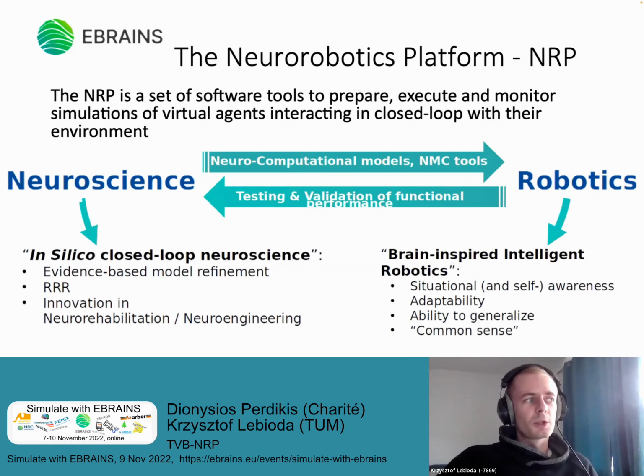And then neurocomputational models can be refined and improved based on the inputs from the virtual environments. By using embodied agents, we can reduce the need for use of live animals in the experiments. And we can also innovate faster in the fields of neurorehabilitation or in neuroengineering, for example. Next slide, please.